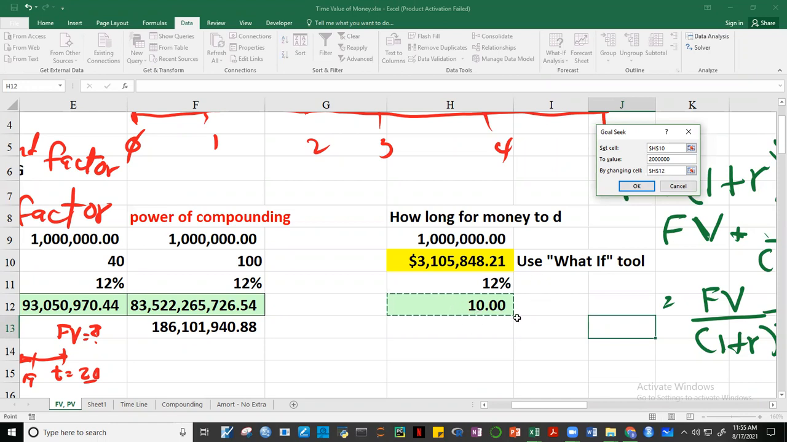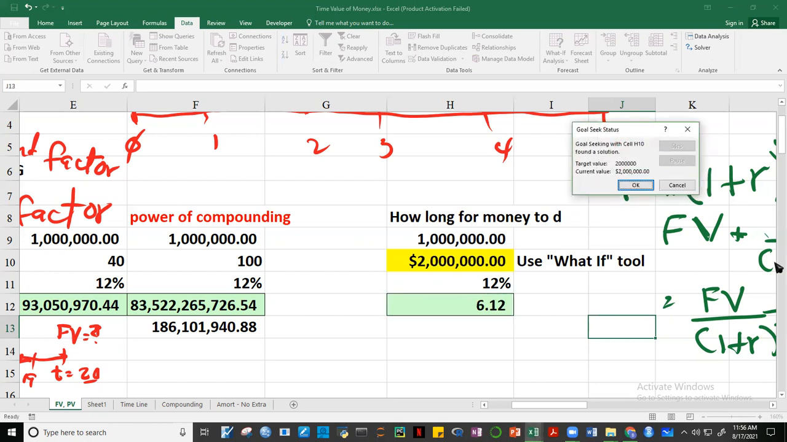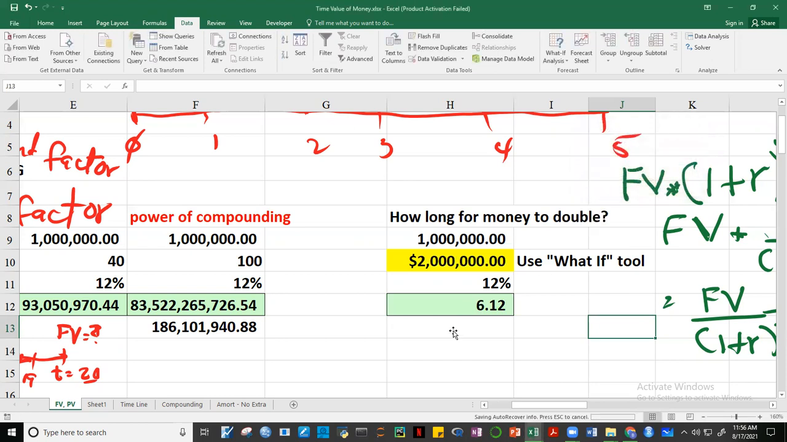Ibig sabihin, solve ni Excel yan. Hahanapin niya kung ilang years ba dapat to so that this one will become 2 million. Okay, okay? There. So 6 years, no? 6 years. So it will take us 6 years to double, no?